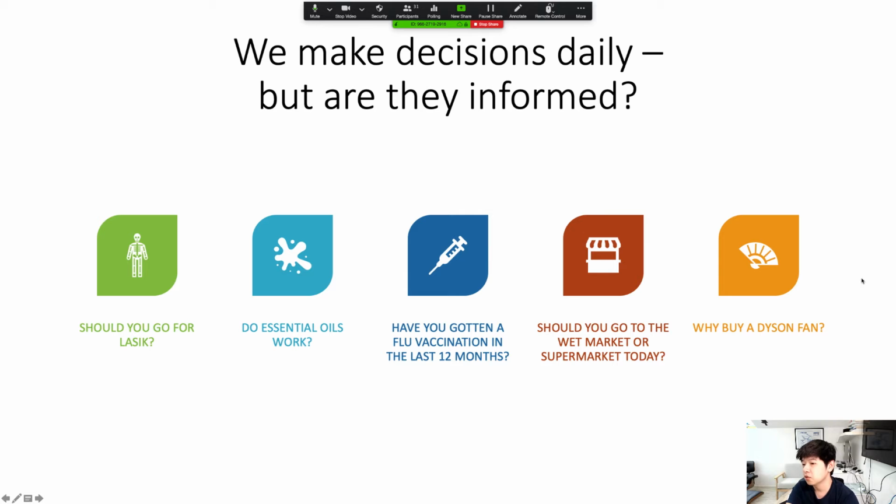Then next, the last one, right? How many of you have a Dyson fan at home? You have a Dyson fan at home. One, two. Okay, two of you have a Dyson fan. Okay, good. So later we're gonna discuss some of this. It's gonna be pretty interesting.